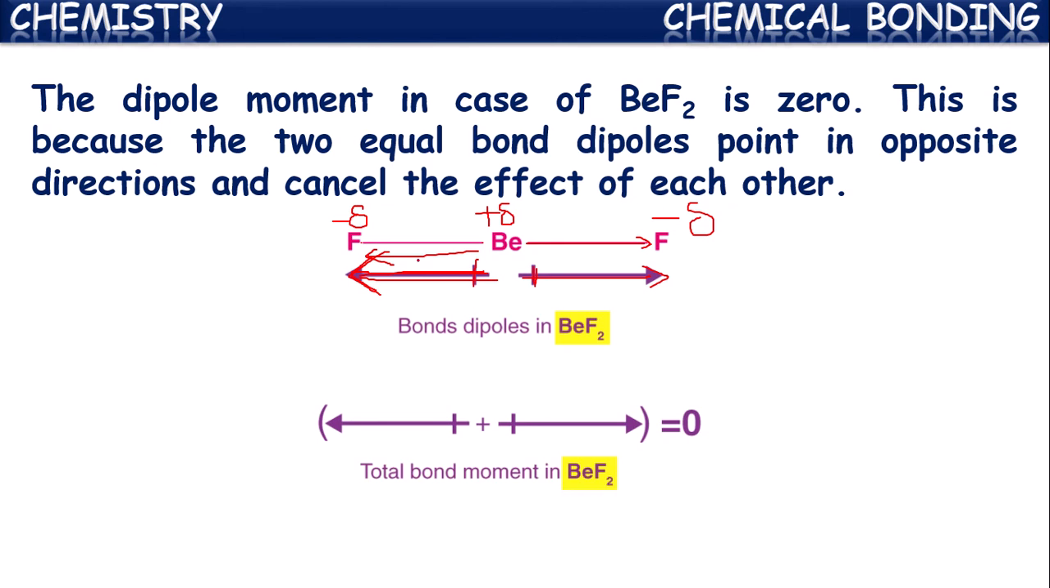So we can say this beryllium difluoride is a non-polar molecule. Even though it has polar covalent bonds, the resultant polarity of this molecule is 0. So we can say this is a non-polar molecule with polar covalent bonds. It becomes non-polar because of symmetry in the bond arrangement. Both the bonds are in opposite directions, hence the resultant vector becomes 0.